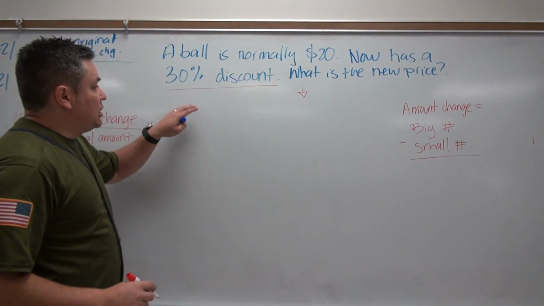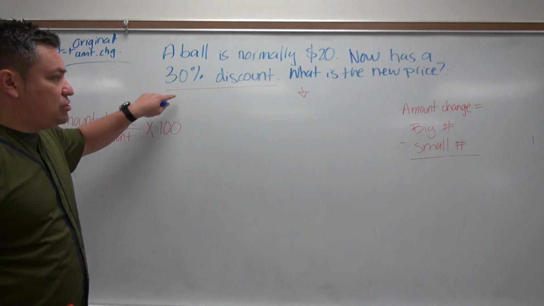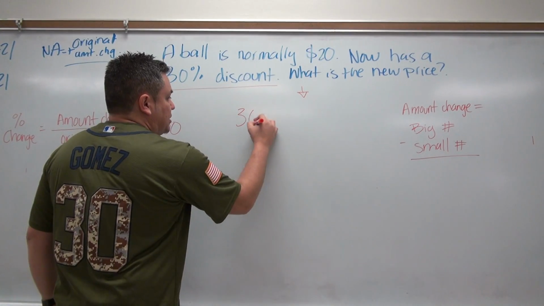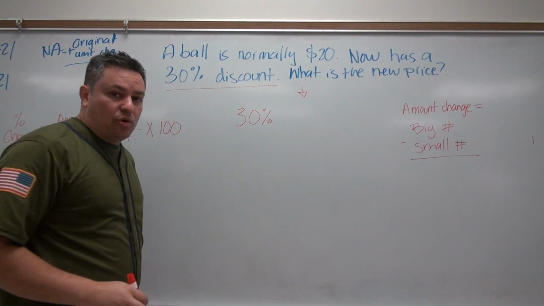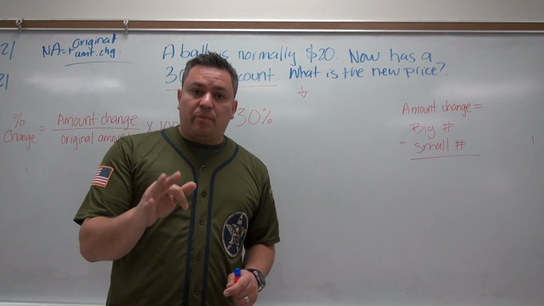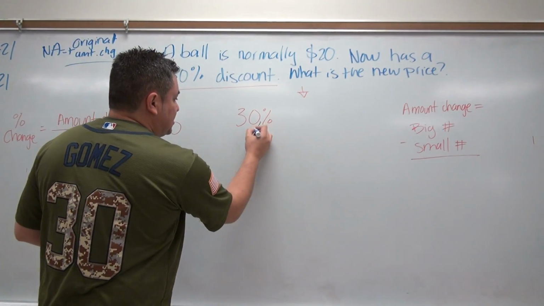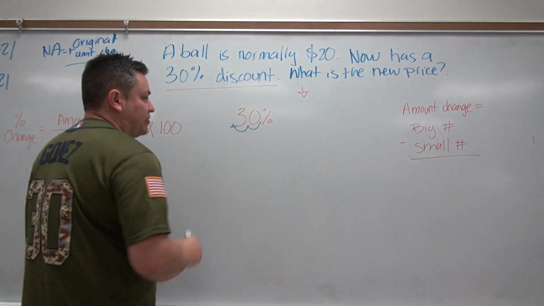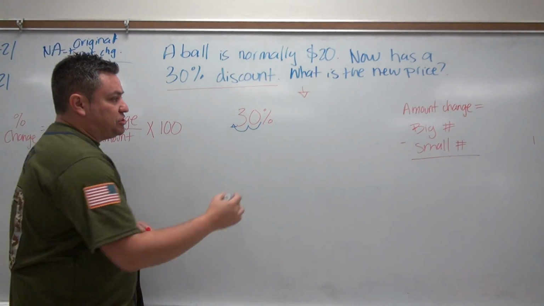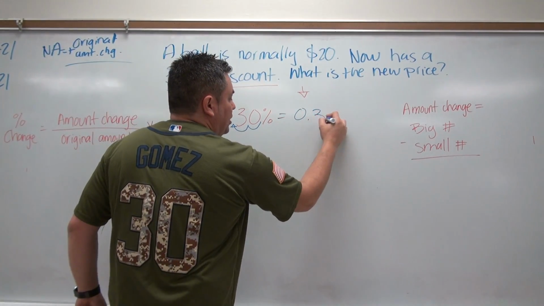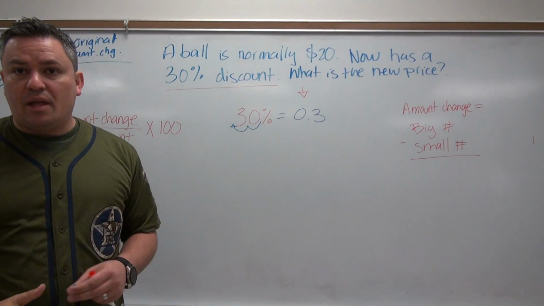So, in this case, convert percent to decimal, so you have 30%. You got to make that as a decimal. There's two ways. You can either divide by 100, or you can just move the decimal two places to the left. So 30% equals 0.3 or 0.30.